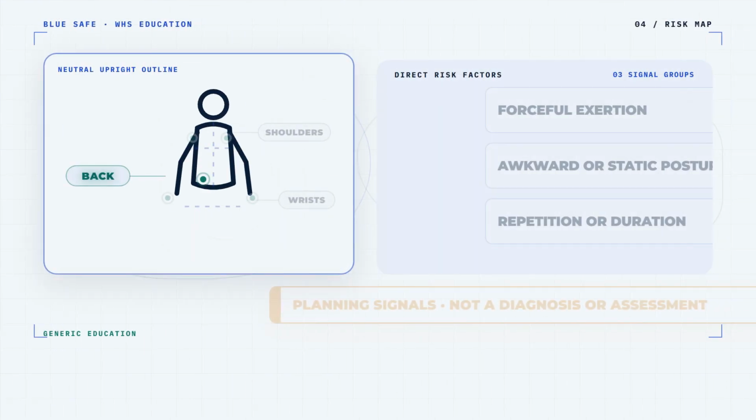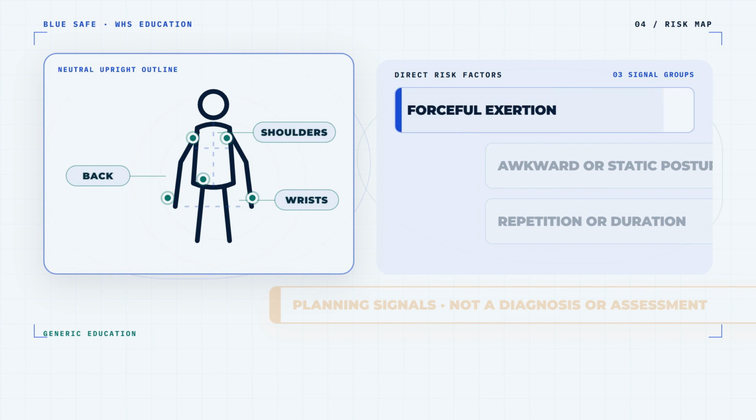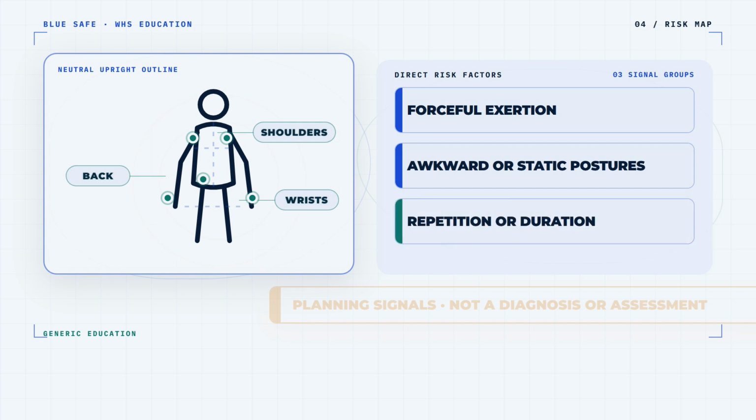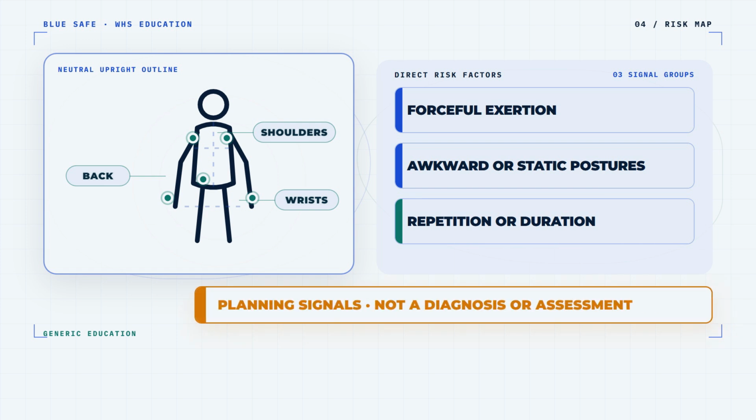People handling injuries can affect the back, shoulders and wrists. The direct risk factors in the approved claim are forceful exertion, awkward or static postures, and repetition or duration. The diagram brings those factors together as planning signals. It is not a diagnosis, a clinical assessment or a manual task assessment for a real worker or person.